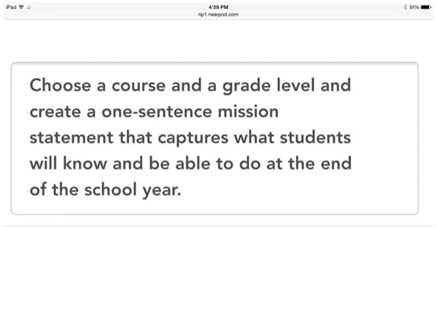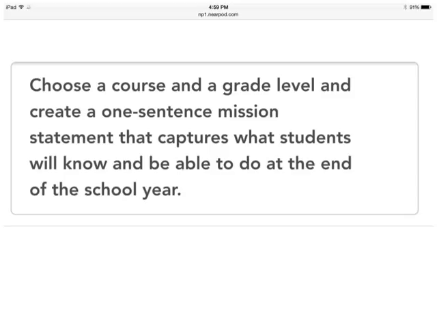The first thing I want you to do, and this would have been our Nearpod question yesterday, as you can see at the top of the screen, I want you to take a minute and think about a course and a grade level that you would like to focus on developing your curriculum map and unit plan for. And then I want you to create a one-sentence mission statement that captures what the students will know and be able to do at the end of the school year as a result of going through your course.